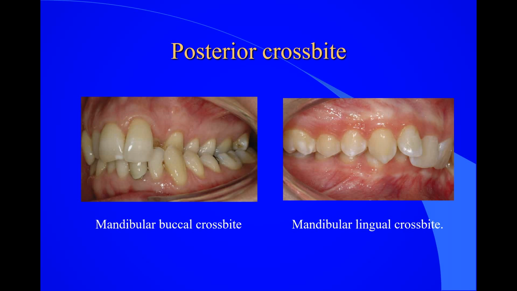If space is created, the tooth will usually need to be bodily moved, necessitating the use of fixed appliances. When there is a transverse discrepancy between the dental arches, a crossbite can affect all the teeth in the quadrant.